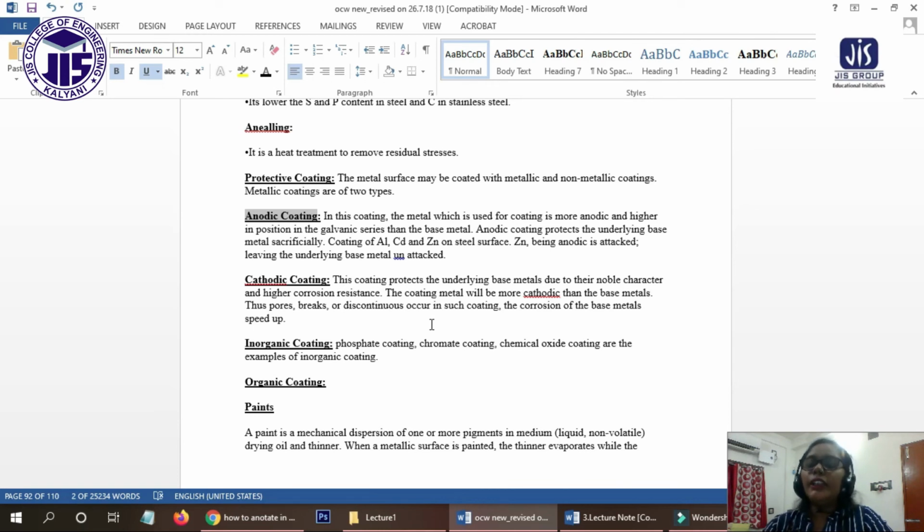But for cathodic coating, as the coating material has the lower oxidation potential, the oxygen will react with our base metal, not with the coating metal. So in cathodic coating we cannot protect our base metal if we have some fracture. That is why generally anodic coating is preferable. So these are all the prevention procedures that we can apply to prevent metals from corrosion.